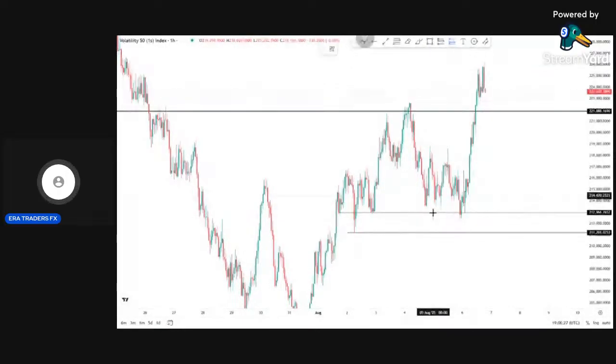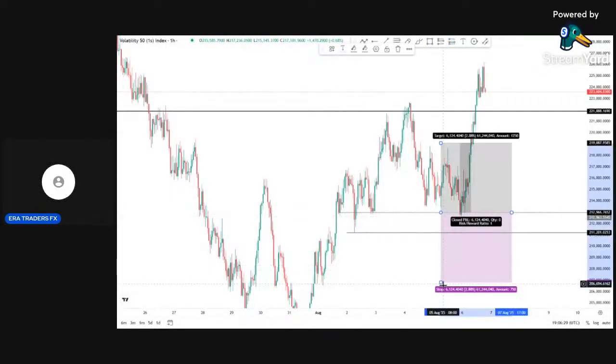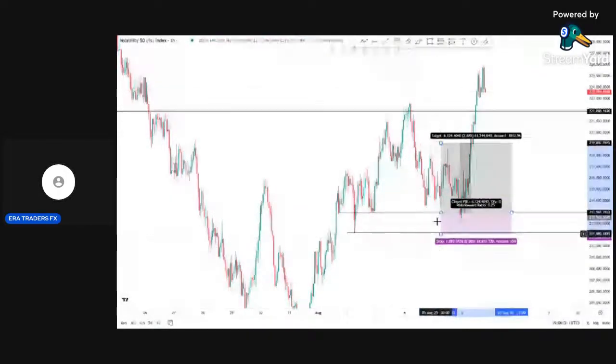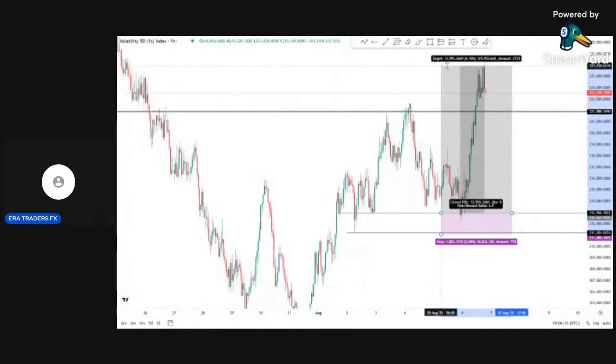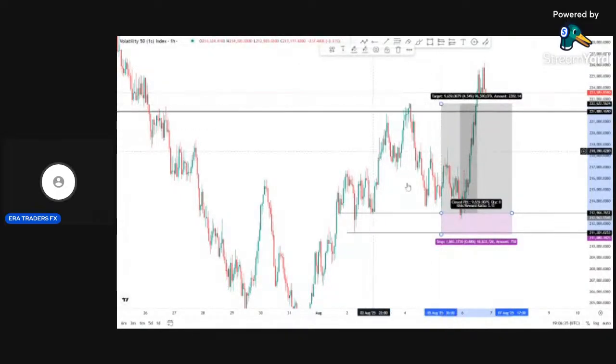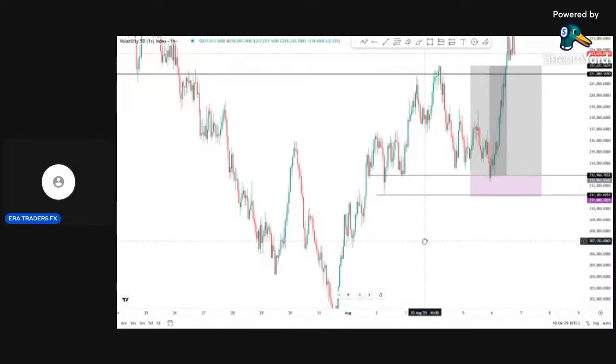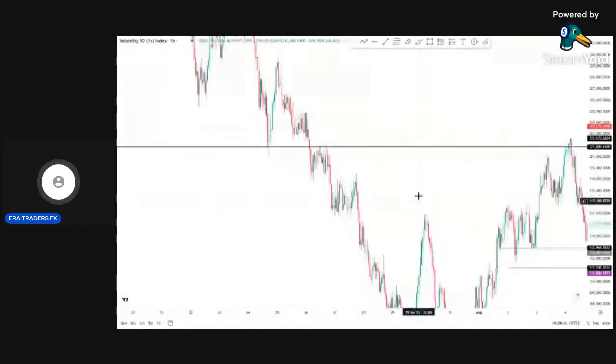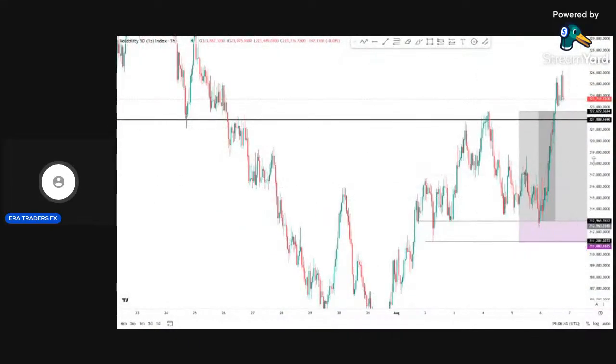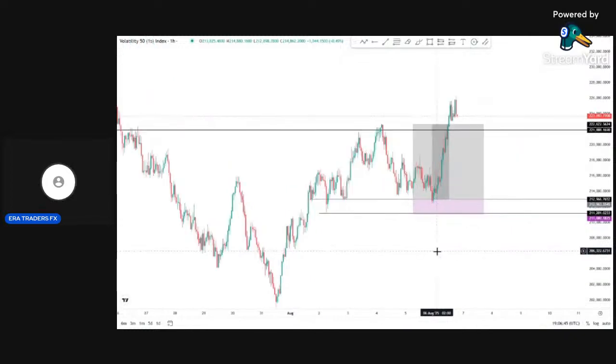So that was what happened on this pair. The price has broken through, then we would have expected a push to the downside. The price is still bullish, still wants to push to the upside.